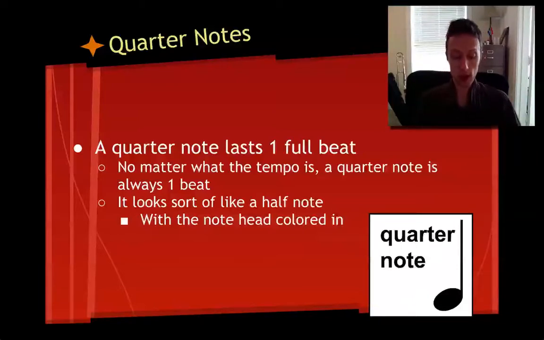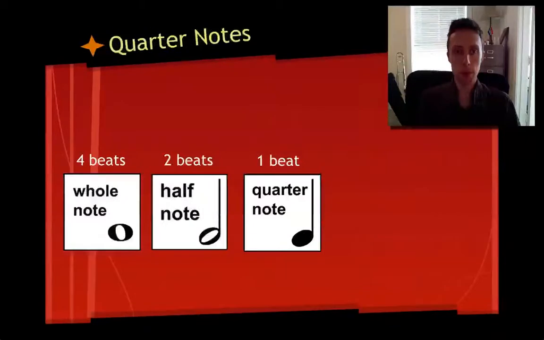Notice that it looks a lot like a half note, but the only difference really is that the note head is colored in on a quarter note. So we have a black note head, and again it has a stem. This stem is going up, the vertical line, or it could be going down. It doesn't matter which way the stem goes for now. So 4 beats for a whole note, 2 beats for a half note, 1 beat for a quarter note.